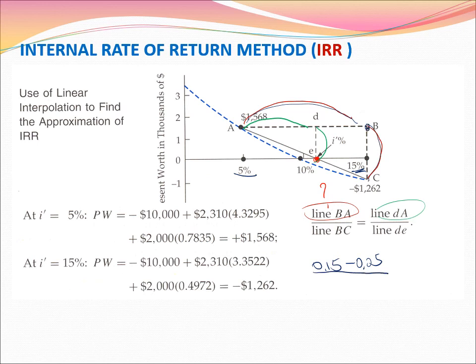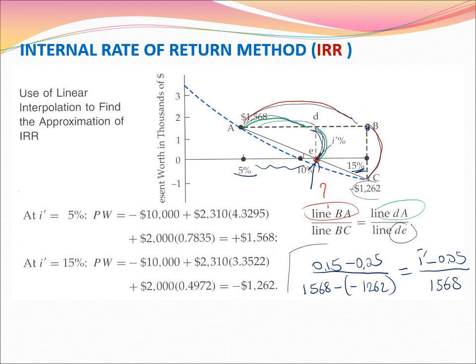So this value over here is 1568, and this value over here minus, of course, pay attention to the sign, this much. And this should be equal to line DA, this one that I don't know. So this value that I don't know is i prime minus 0.05. So this length will be that much, divided by DE. DE is this value, which is 1568. And using this equation, we can solve for i prime.